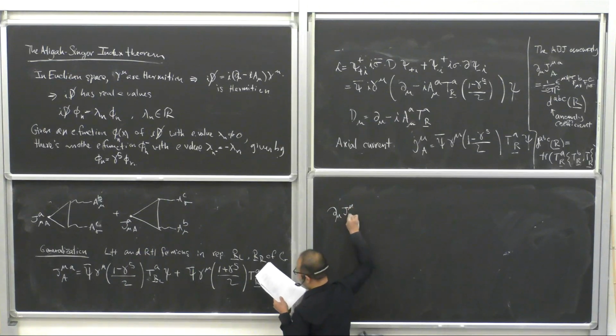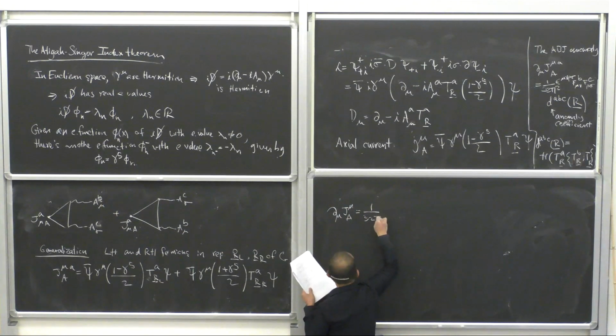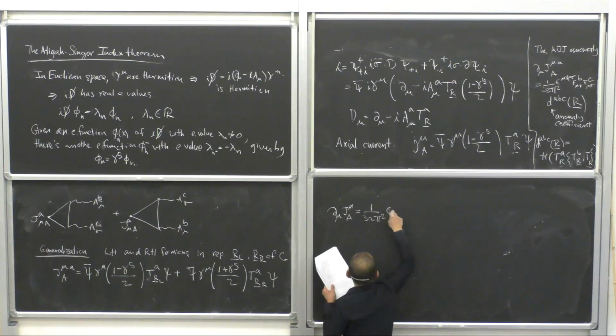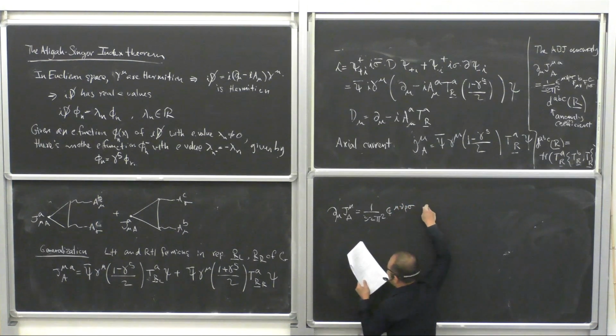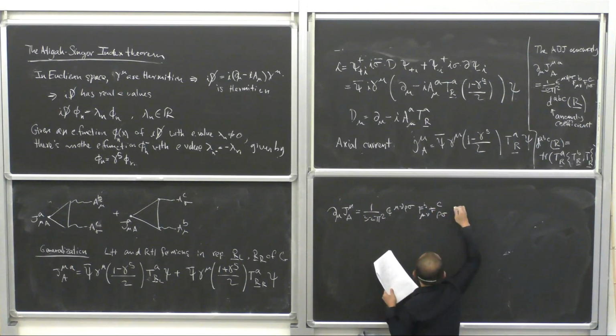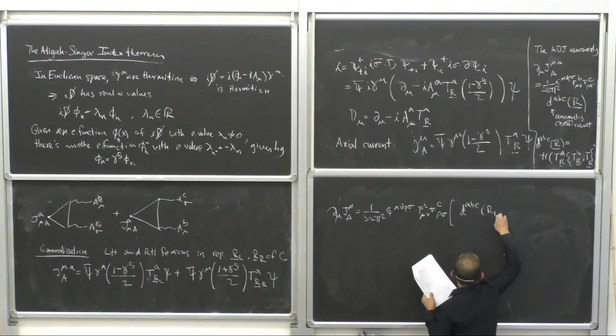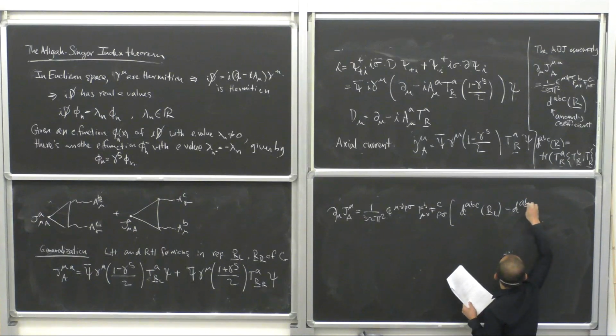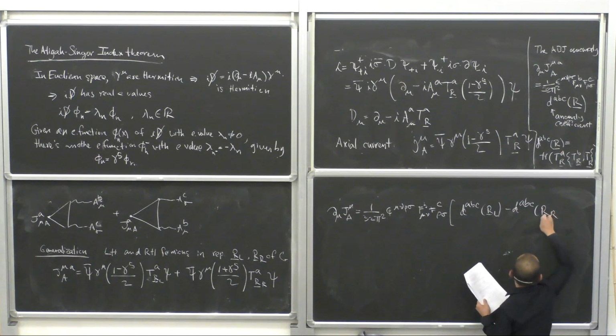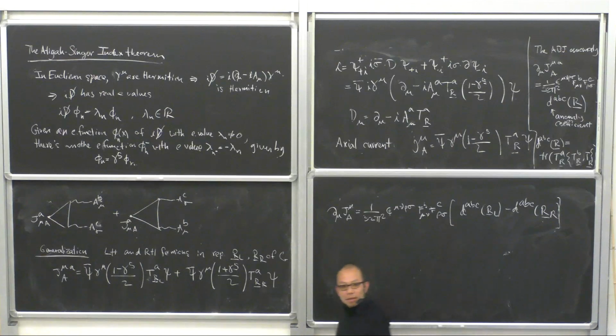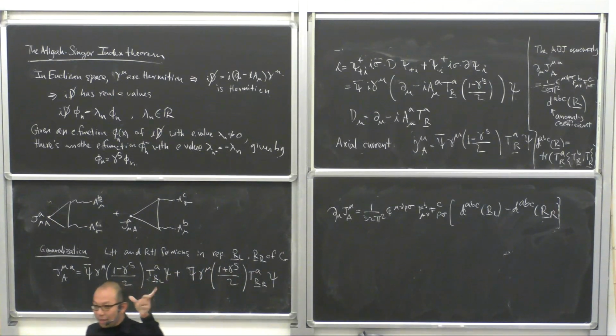∂_μ J^μ_A = 1/(32π²) ε^{μνρσ} F^b_{μν} F^c_{ρσ}. And then you multiply it by d^{ABC} of the thing on the left and minus d^{ABC} of the thing on the right. Okay? So left-handed and right-handed tend to cancel each other. Okay? This is the signature of the ABJ anomaly of this type.